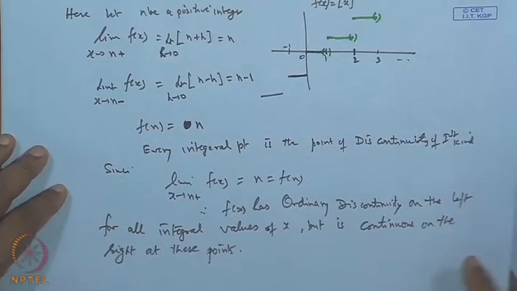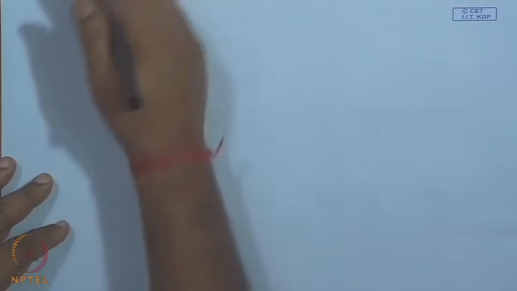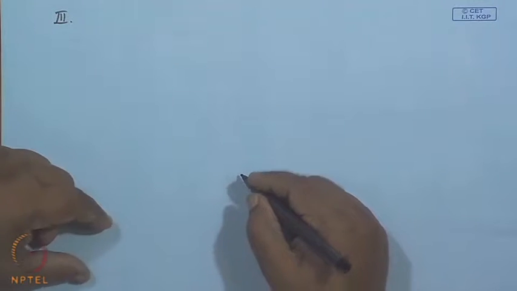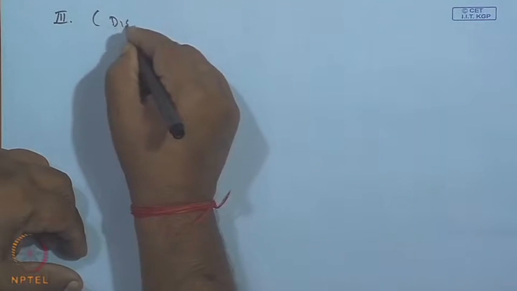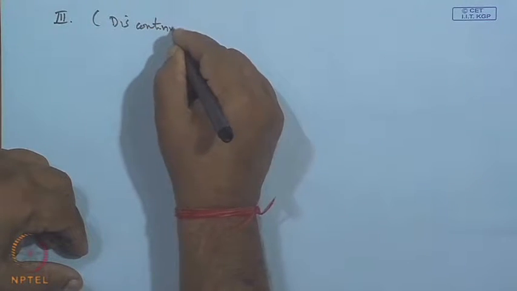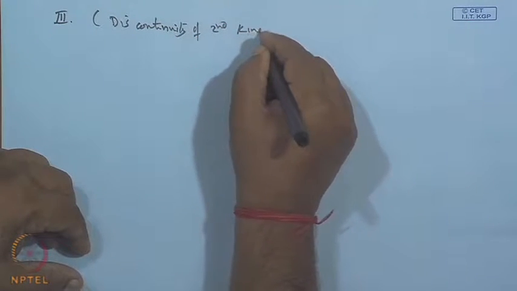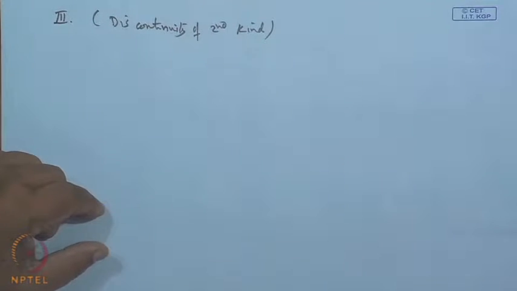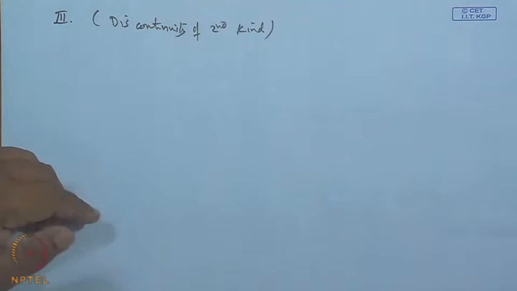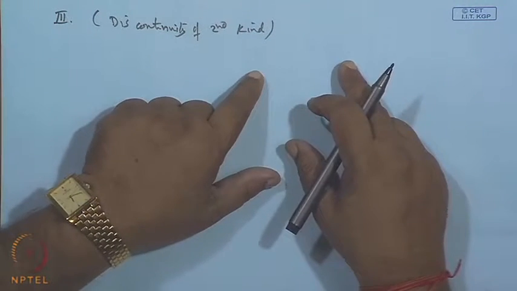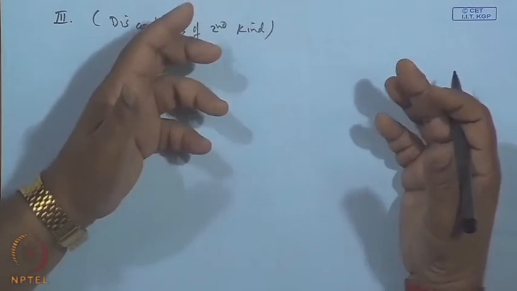So, this is the third type of discontinuity. We call it a discontinuity of the second kind. Now, what is this discontinuity of the second kind? It is when the left hand limit and right hand limit both do not exist.